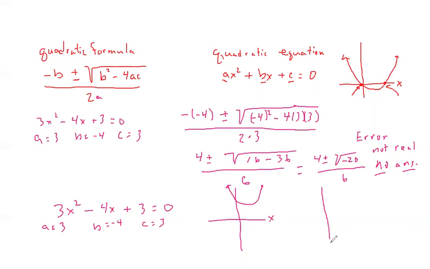What about something like this, where we had one solution? Is this possible? Can I use the quadratic formula to give me that one point? Well, you can try that with this problem right here. X squared minus 6x plus 9 equals 0. Your A is 1, your B is a negative 6, and your C is 9. Plug those in, see what you get.